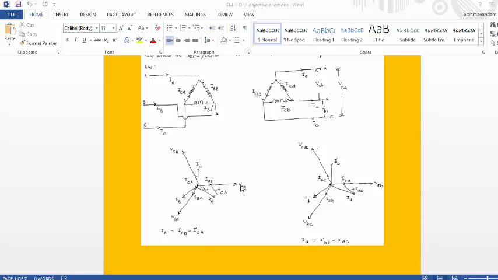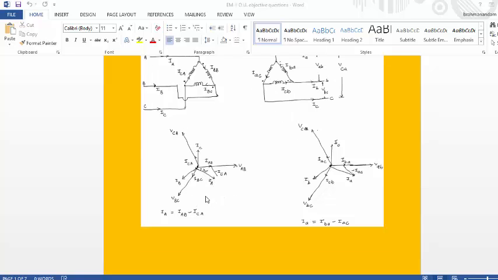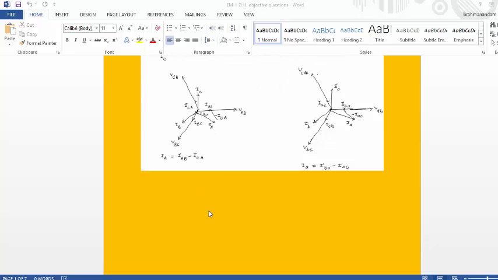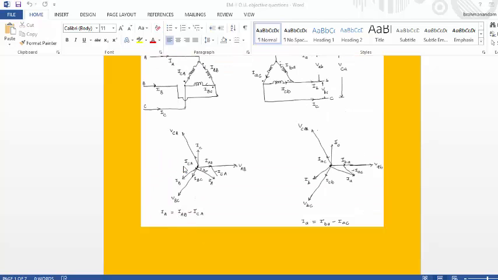So as we assumed the load is inductive in nature, the current should lag the voltage by some angle. So we know IAB, ICA, IBC, which are in phase with the voltage vectors, and when we apply the KCL at this point we get IA is equal to IAB minus ICA.